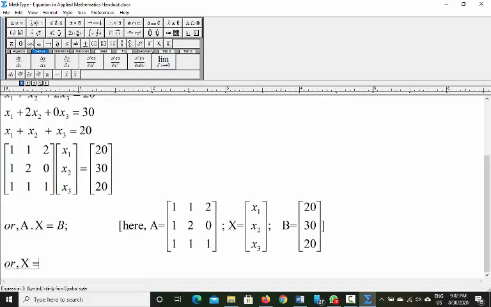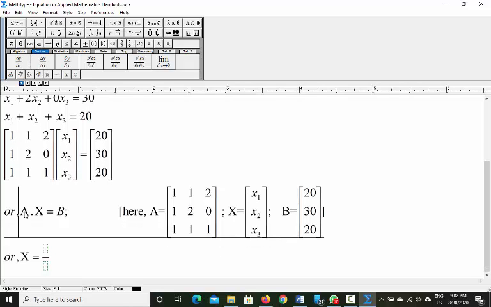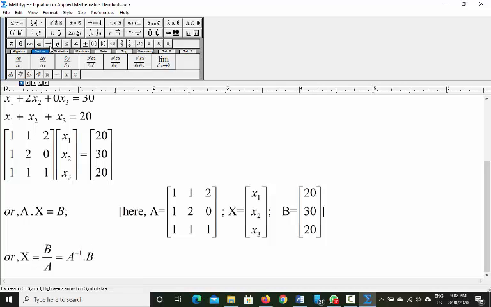So X will be equal to what? If you move A to the right hand side, we will have B divided by A. B divided by A means if you move A from the denominator to the numerator, it will become A power minus 1, multiplied by B. So this is actually the inverse matrix, A power minus 1, that means the inverse matrix of A. And B is the column vector that represents whatever we have in the right hand side of the equation, right?